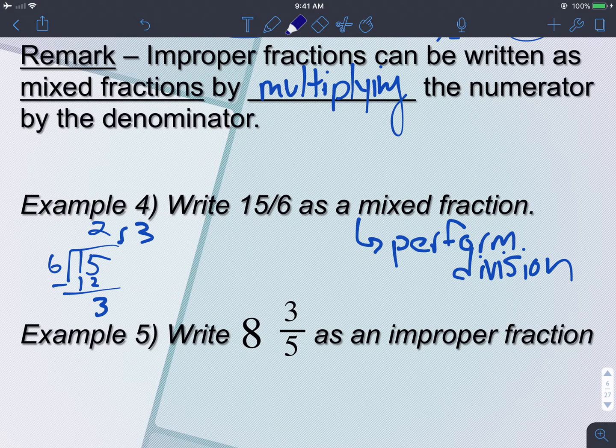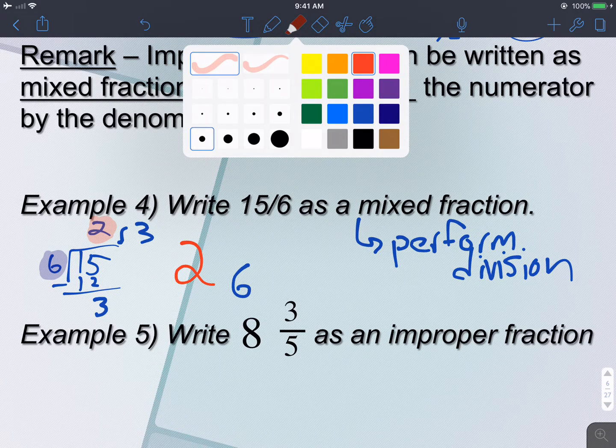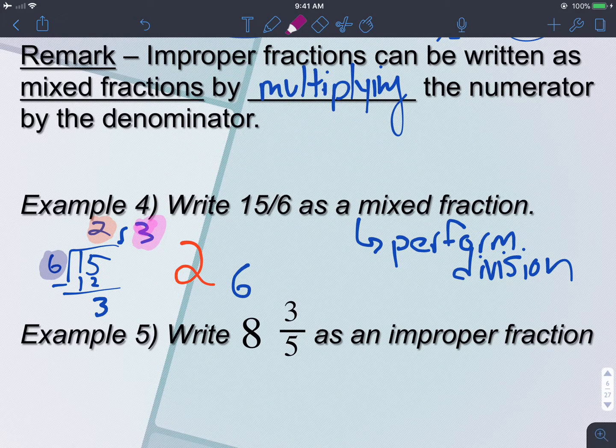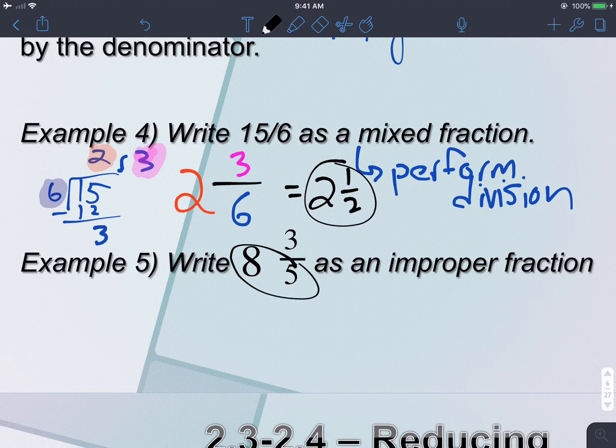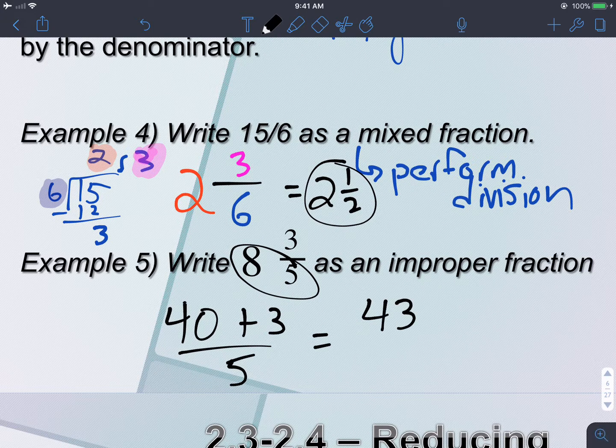Try and color code it a little better. The denominator is the divisor. The quotient is the whole number, and the remainder is the numerator. So how about that? And then down here, multiply 8 times 5 is 40, plus 3. So I get 43 over 5.